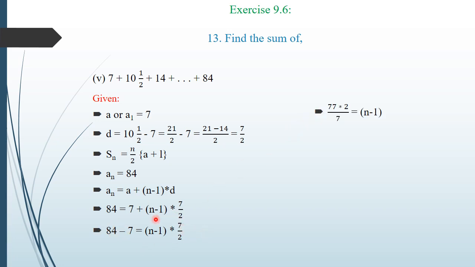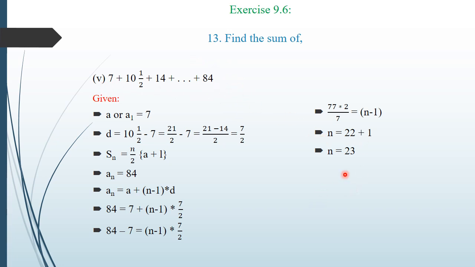84 minus 7 is nothing but 77, and this 2 in the denominator will go to the numerator. 77 into 2 and this 7 will come in the denominator. Therefore, that is going to be equal to n minus 1. When I further simplify this, 7 and 77 can be cancelled here, or I can divide 77 by 7, which will give me 11. And 11 into 2 is 22. And this minus 1 will come on the other side, that is plus 1. Therefore, n is equal to 23 here, which means this 84 is present at the location of 23 terms from beginning.